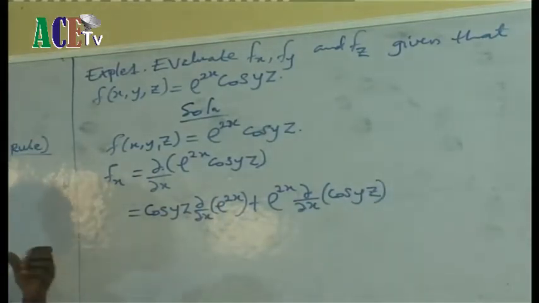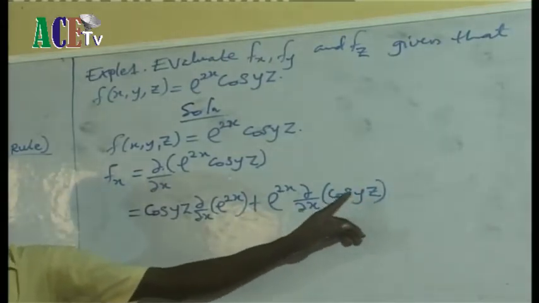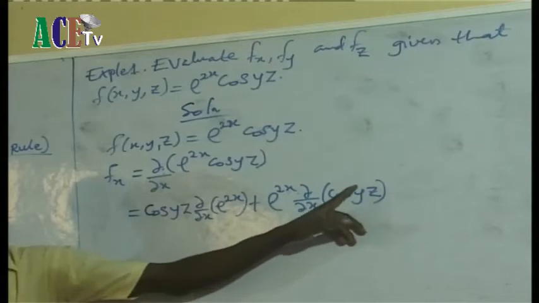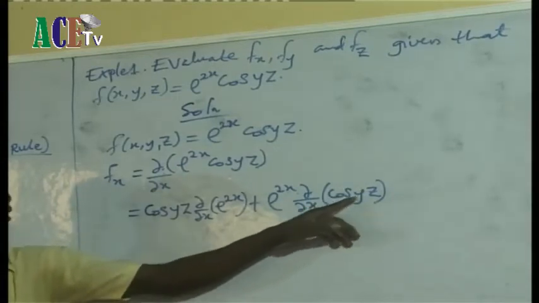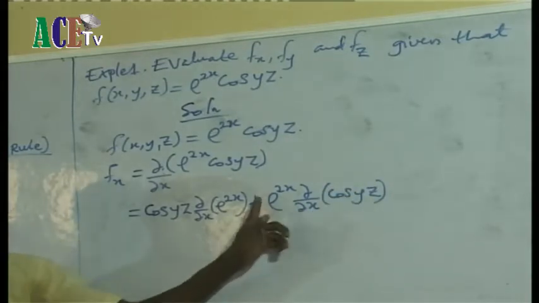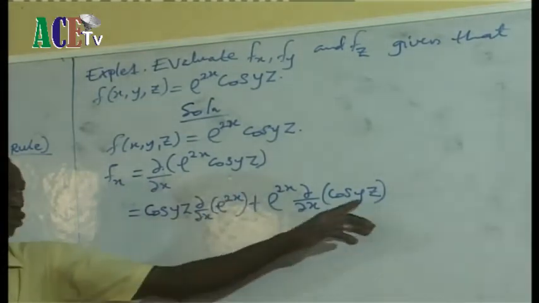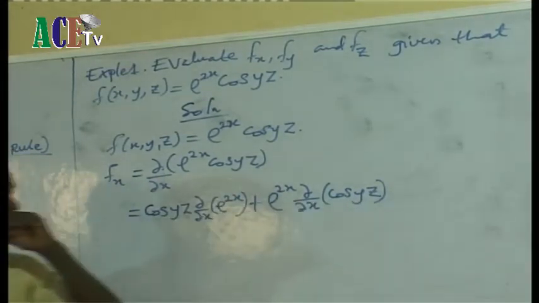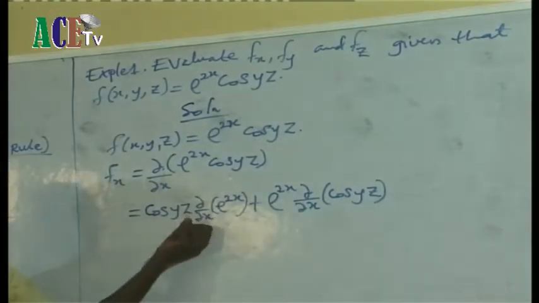The first thing I will do is this. Look at this function. There is no x there. Cos yz, there is no x. So it's automatically zero. The derivative of this term is zero. So all this will be zero because there is no x here. Good. I will now come here. This one is zero. Remain this one. This is where my problem lies now.